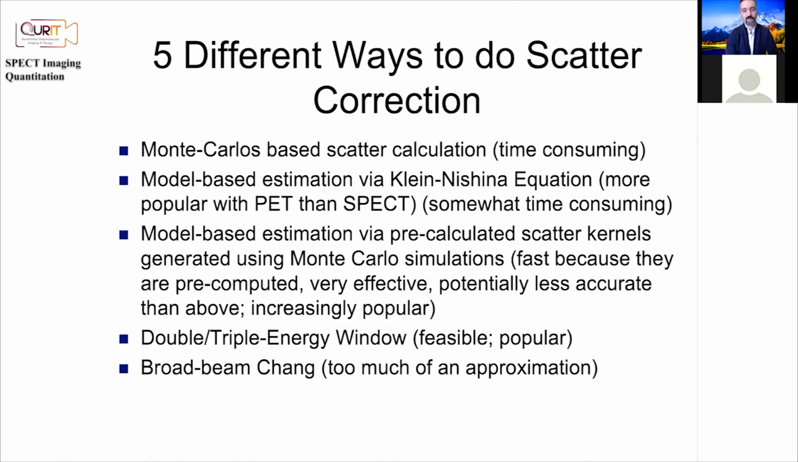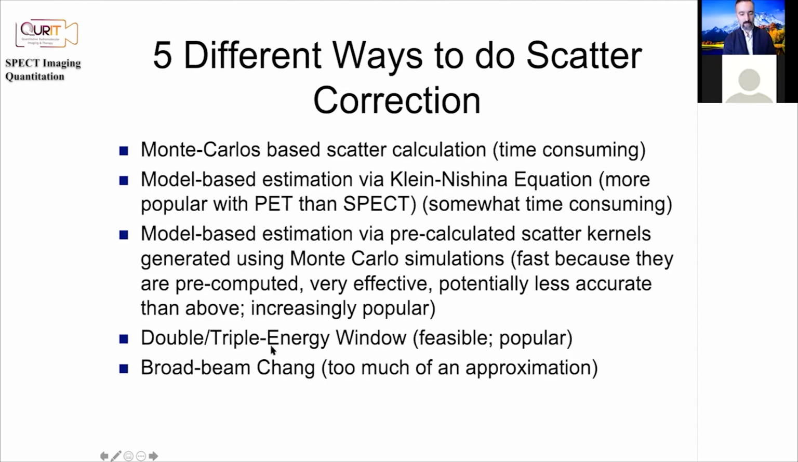As a sort of a summary, there are 5 different ways that I mentioned here to do scatter correction. There's Monte Carlo-based scatter calculation, which is very, very time-consuming. You could do Klein-Nishina type of formulas, which is definitely less time-consuming, but still somewhat time-consuming. You could do Monte Carlo, but in pre-calculation. So you have some simplistic geometries, and you pre-compute how much scattering you get, and you get some kind of kernels that have been arrived at using extensive Monte Carlo simulations, but you only have to do them once, or for just simple geometries. They're pre-computed, so then you could apply it.